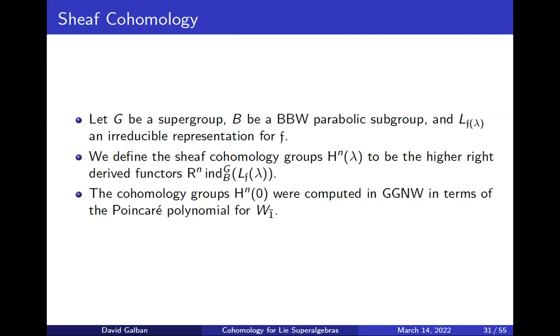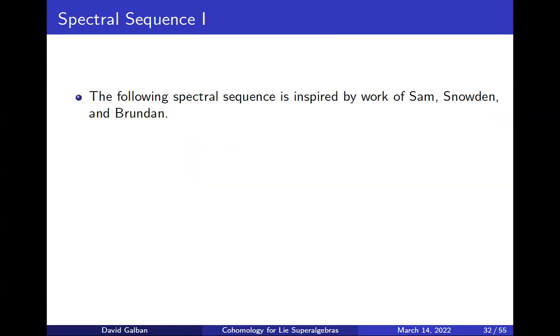Right. And now the cohomology groups H^n for the trivial module, so where lambda is equal to 0, were computed in GG and W in terms of the Poincare polynomial for the odd Weyl group. Right. So in computing some results, we're going to make use of the following 2 spectral sequences.